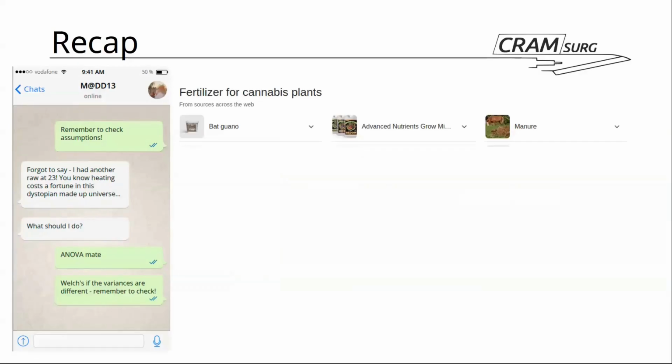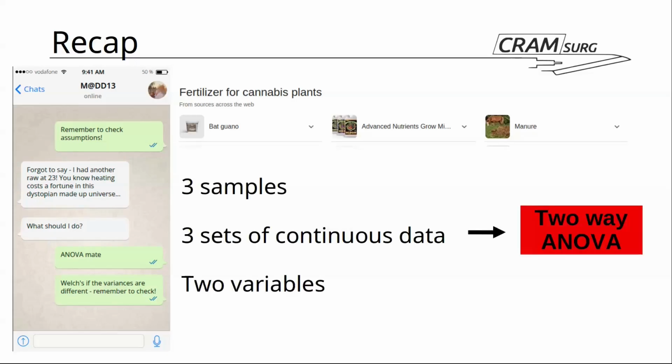Now, if you remember, N1 also decided to try some different types of fertilizers on his different temperature plants. So we now have 3 rows using different temperatures and different fertilizers. So what test should we run? A two-way ANOVA. Yeah, that's correct. So we are looking at 2 variables in this particular instance.